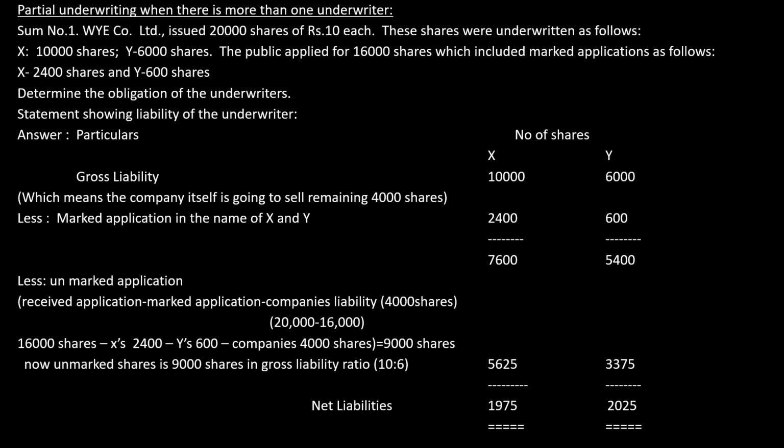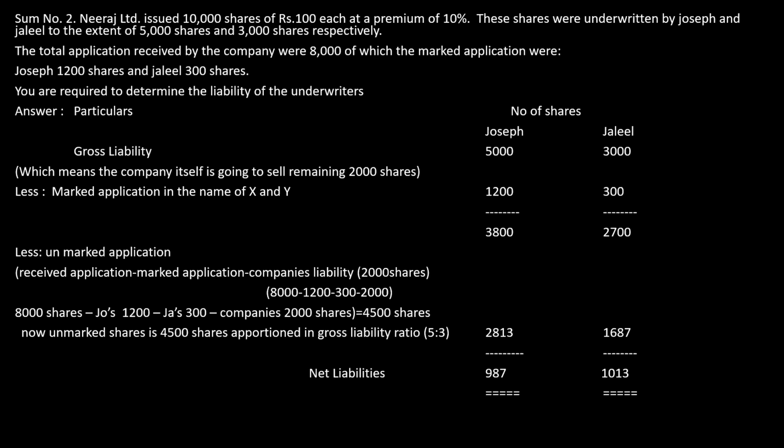Let us take another example from the next slide. Here, again, it is a partial underwriting. It is Neeraj Limited that has issued 10,000 shares of ₹100 each at a premium of 10%. These shares were underwritten by Joseph and Jalil to the extent of 5,000 shares and 3,000 shares respectively. The company received applications for 8,000 shares, which means the marked application for Joseph is 1,200 and for Jalil is 300.